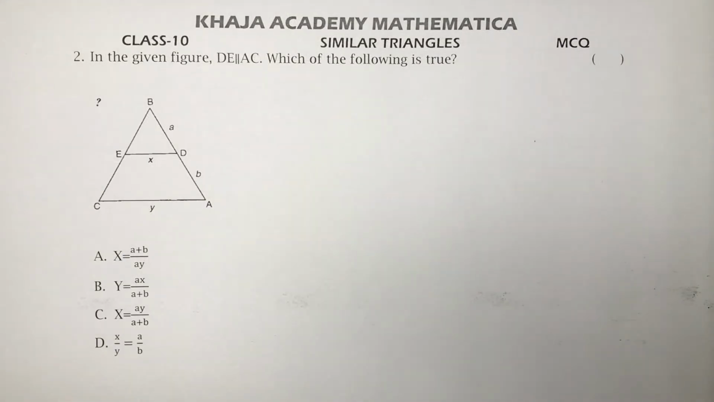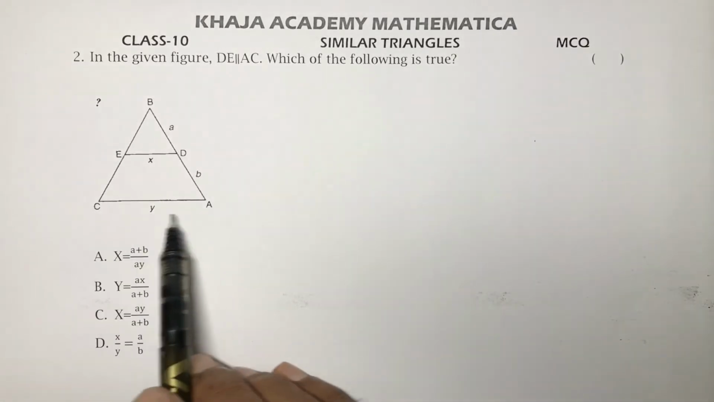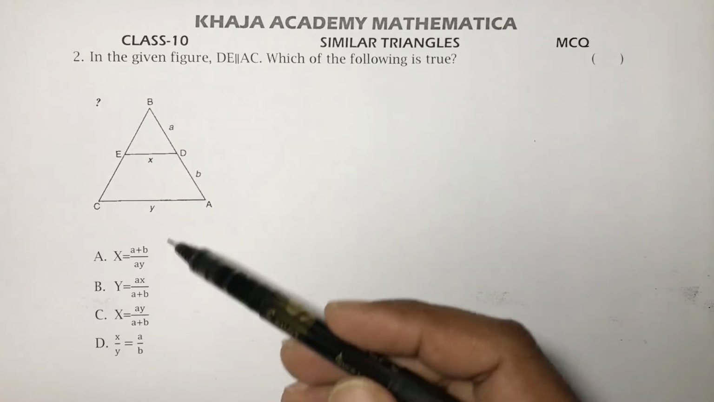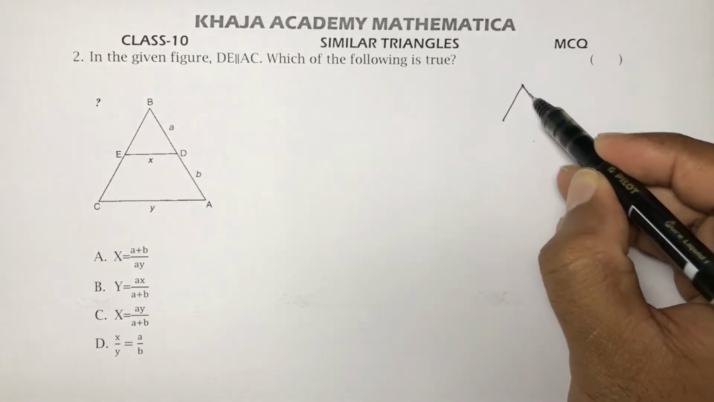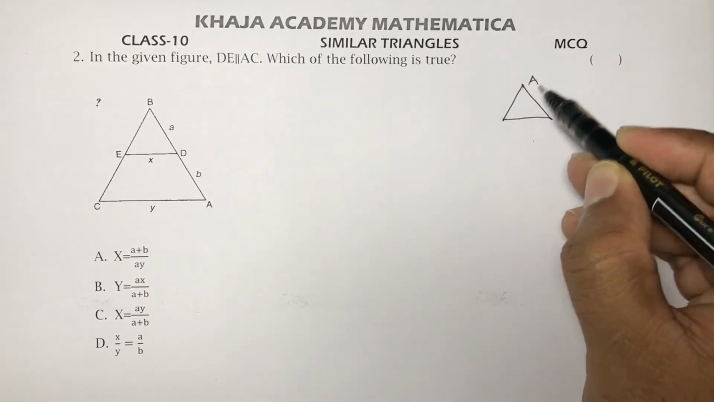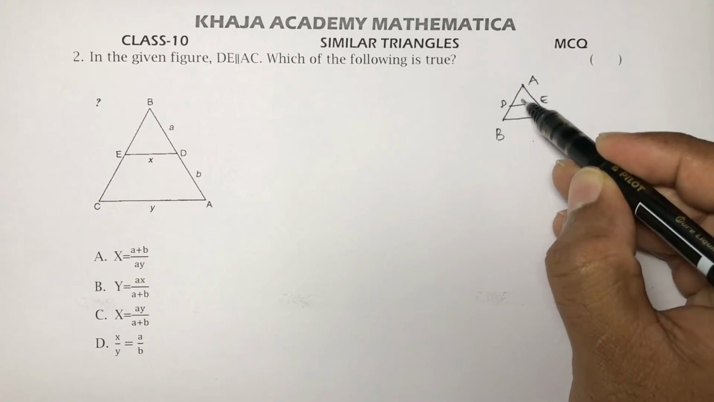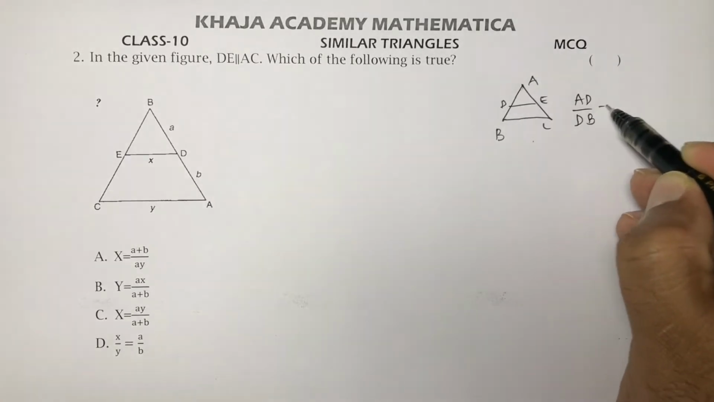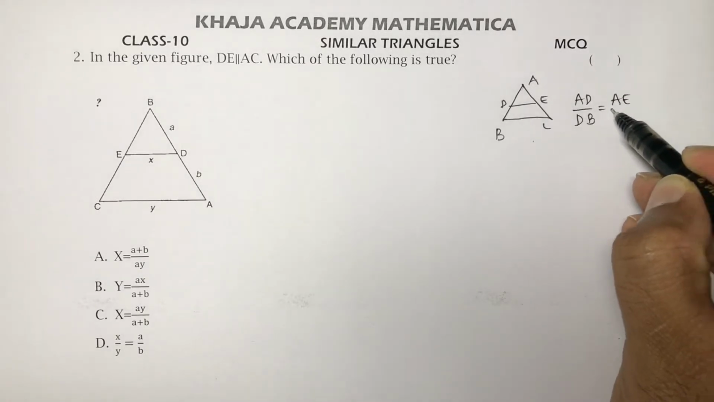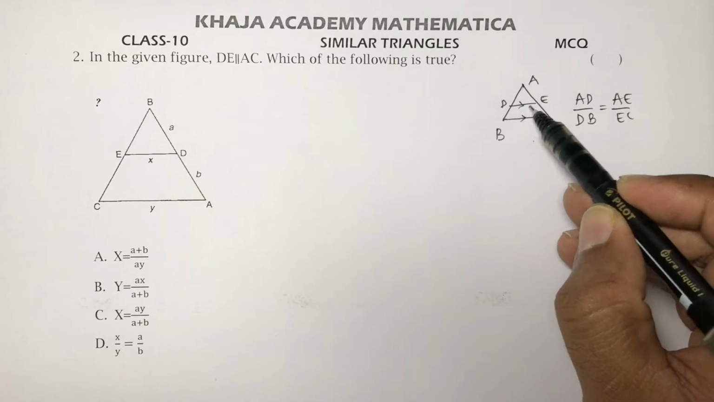In the given figure, DE is parallel to AC. Which of the following is true? See, DE is parallel to AC. Here the options are in terms of A, B, X and Y. In a triangle, if a line is parallel to DE, then we get an idea of BPT. BPT is AD by DB equals AE by EC, if it is parallel.